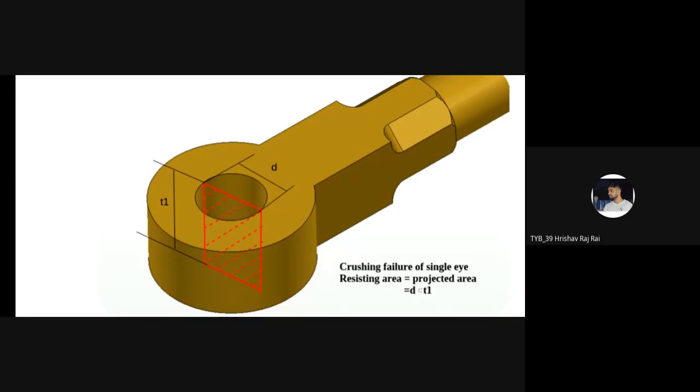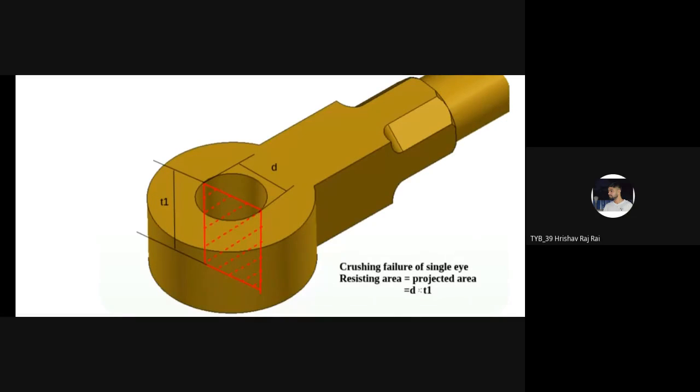So again, we are going to modify that formula as P is equal to the resisting area for the crushing multiplied by the allowable crushing stress. Again, I'm going to repeat that the crushing stress value is considered as a compressive stress value only. Separately, we are not going to use a crushing stress value. That will be considered as a compressive stress value only, because crushing is nothing but the compression taking place. And if there is relative motion between the two parts, then it goes towards friction.